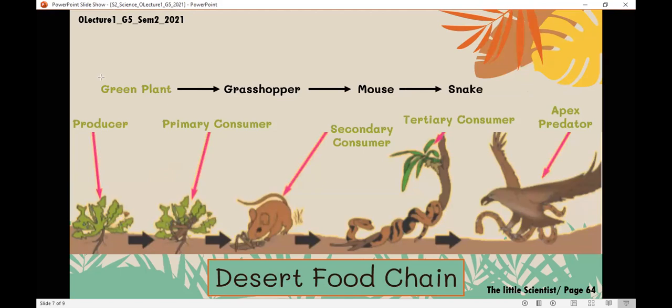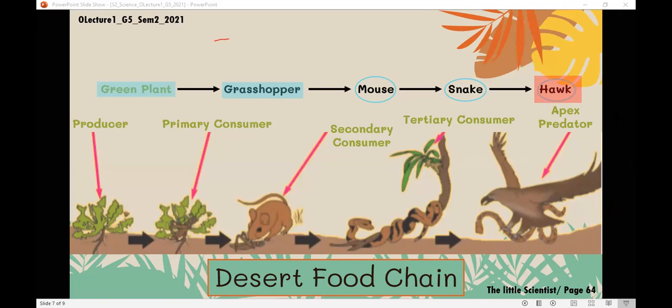Okay, look. Here is the producer. The producer produces its own food. The primary consumer, the first consumer, is a herbivore since it eats plants. All of the others, the mouse, the snake, and the hawk, are carnivorous animals. Don't forget that the last animal, which is not eaten by anyone, is called the apex predator because no one eats it.